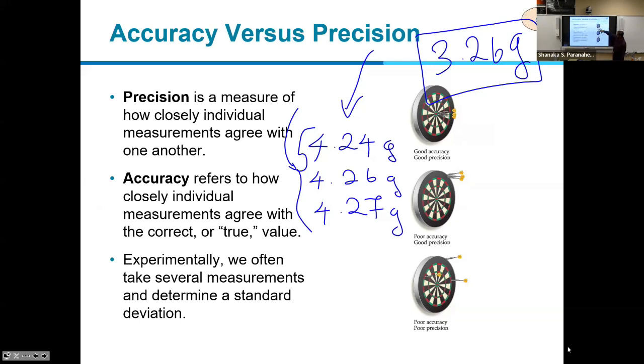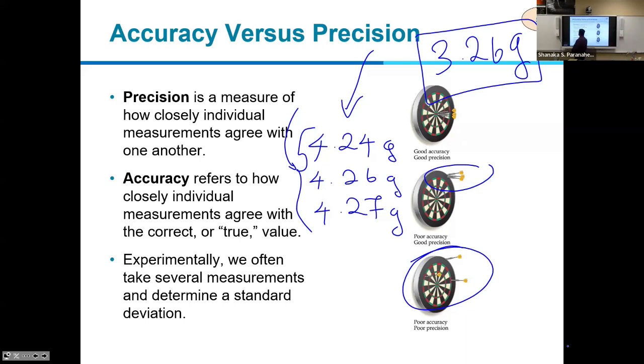So you can visualize the same thing from these 3 dartboards. The center of the dartboard is our target. That's the bullseye. So if we have all 3 on the target, it has a good accuracy and good precision. If your darts are all in the same place, but deviate from your target, you have a poor accuracy and good precision. And if your darts are all over the board, there's no accuracy and no precision.